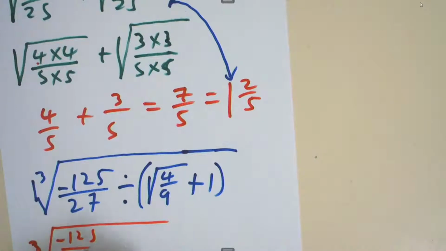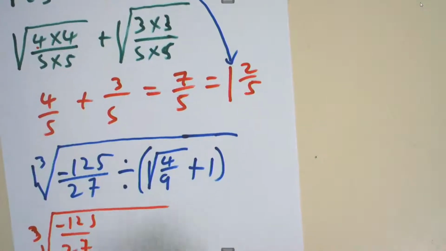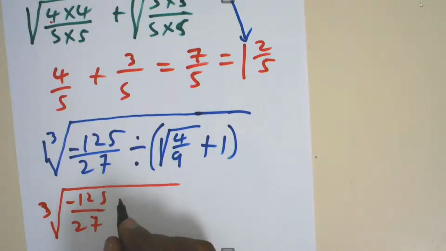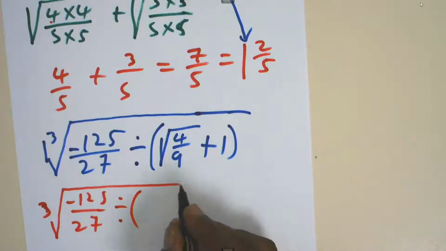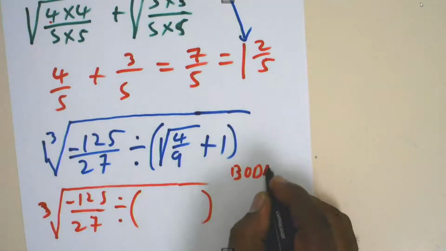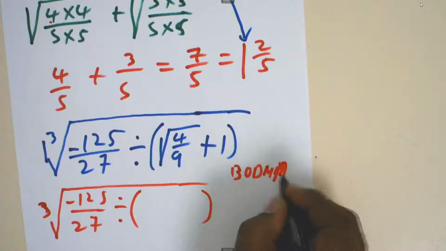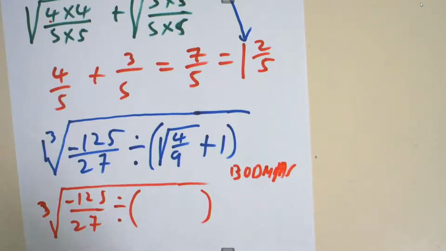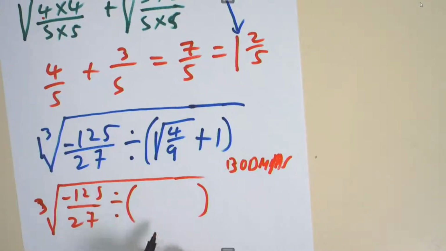On 25 over 27. And then we know to change division to multiplication, or we can't do that as yet. We must deal with what is in the bracket first, according to BODMAS. You see, you get tempted, but you cannot do anything before you deal with what is in the bracket.